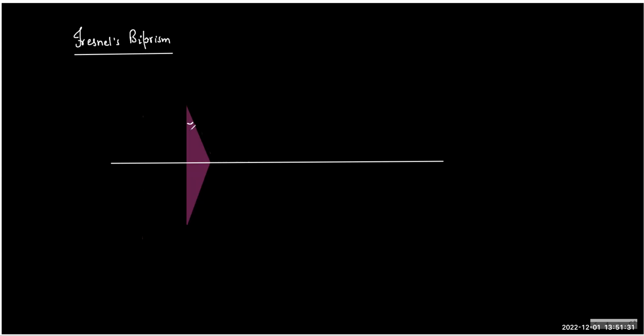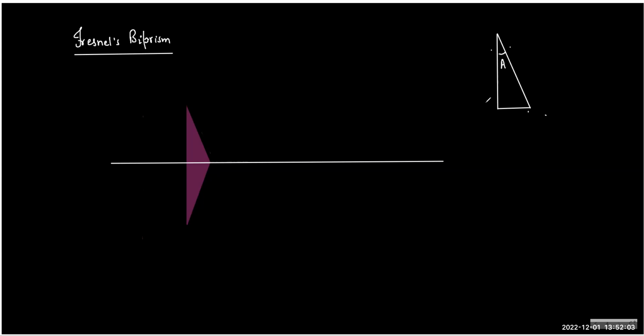So you can call this the angle of prism, A. I'll draw this prism shape separately. We call it the angle of prism because the light ray will go through this and this surface.